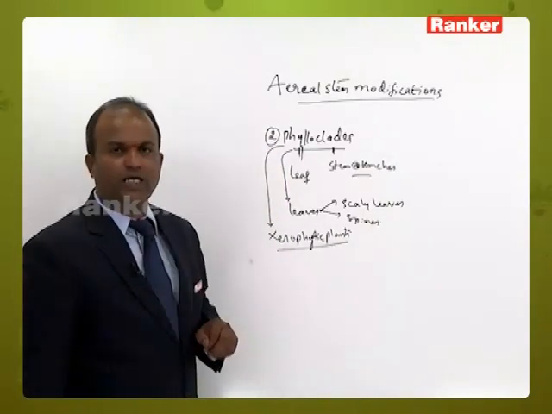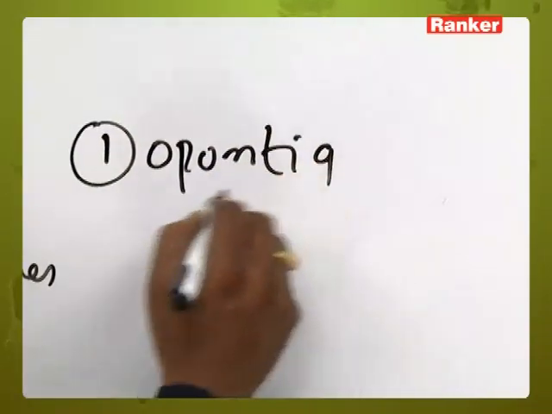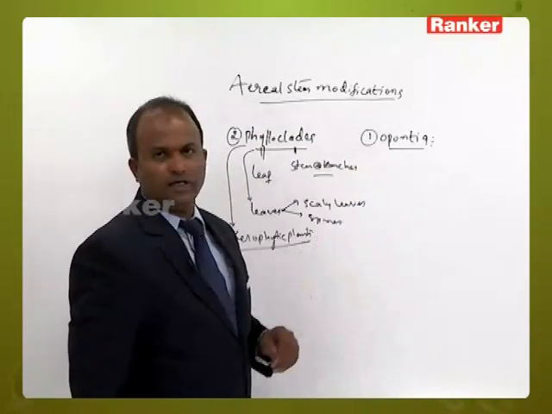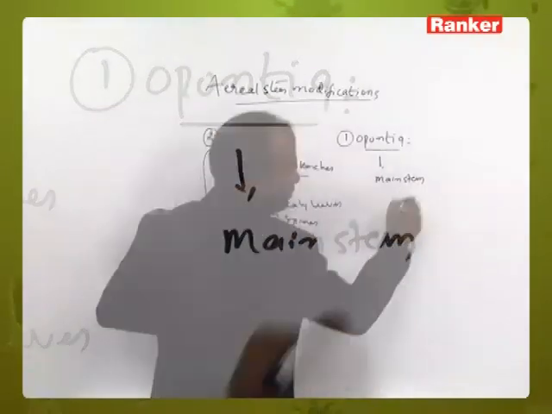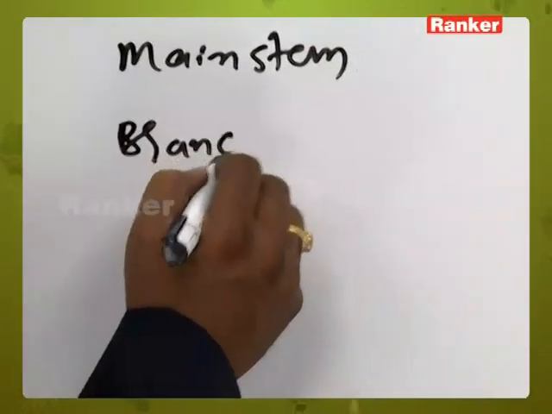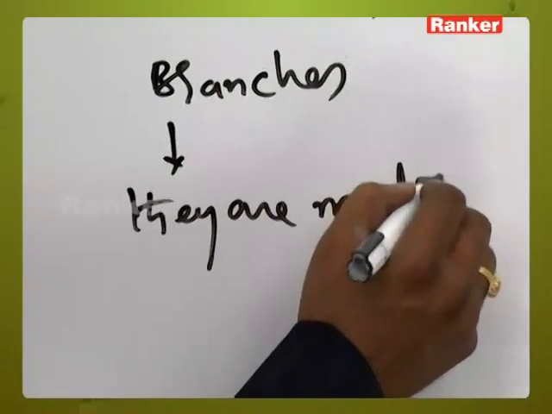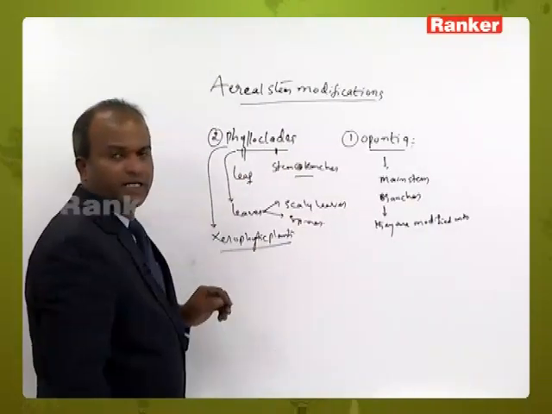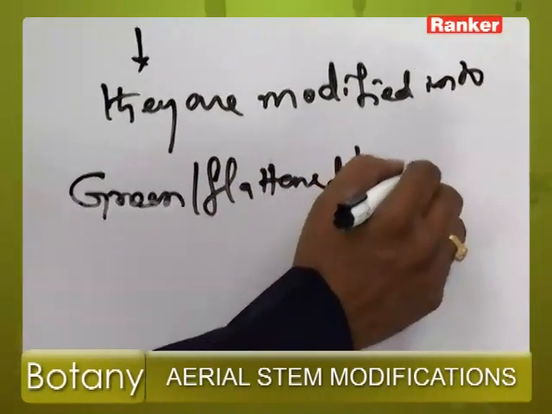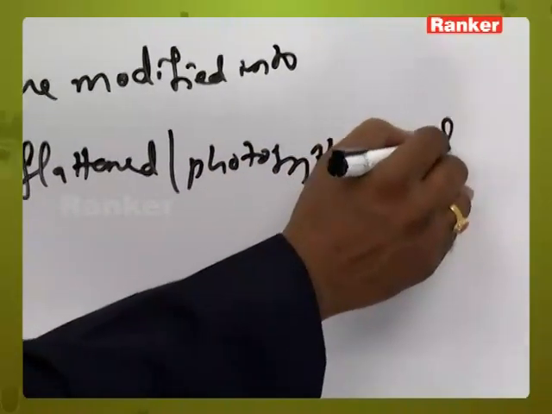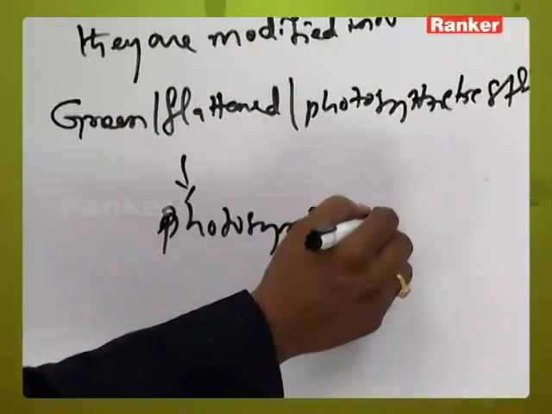In phylloclades, how many examples are given? Three examples. One is Opuntia. In Opuntia, the main stem and its branches are modified into green flattened photosynthetic structures, which play an important role in photosynthesis.